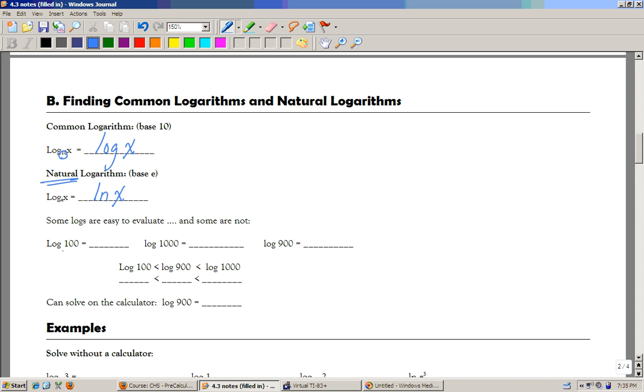For example, if you're looking at this, this is automatically assumed to be base 10. So you're thinking 10 to the what power is 100, that would be 2. This one would be log base 10, 10 to the what power is 1,000, that's 3. And this is 10 to the what power is 900. Well, we don't really know that off the top of our heads. We do know it's somewhere between 2 and 3. It's closer to 3.